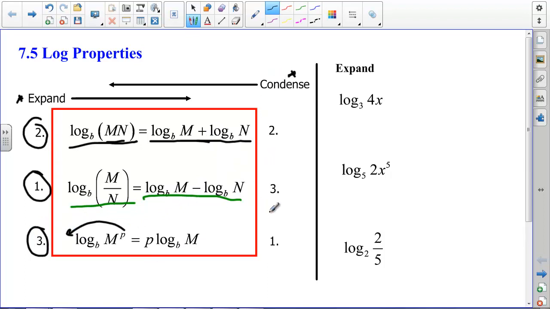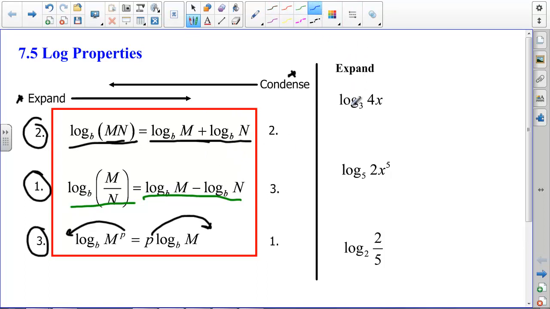When we're condensing, we kind of go in the opposite direction. We look, are there numbers out in front? If so, make them exponents. So we're going to take this and put it back up here as the exponent. Second thing, if there's addition, then we go ahead and multiply. And if there's subtraction, then we divide. And the other thing that we can do is kind of work left to right when we're condensing things. So let's get right into it. Let's see what happens here.